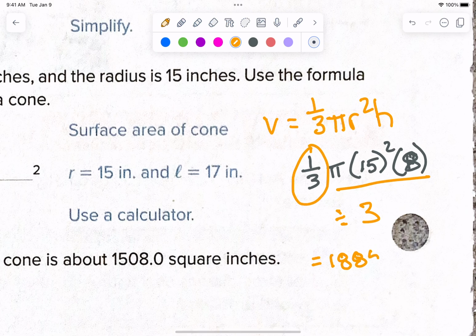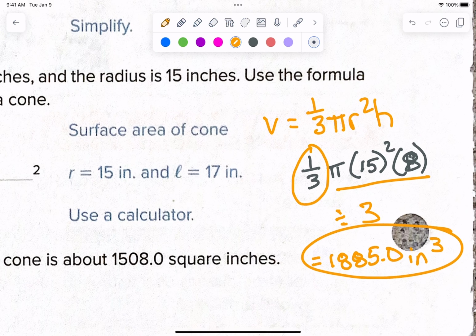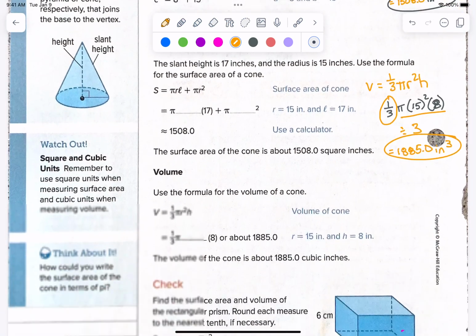1884.95. Okay, so it is 1885.0. We'll do the 0.0. Have we talked about the difference between 0.0 and no 0.0? We talked about that. This one we know it did not come out exactly, right? If I don't put the 0.0, I'm led to believe that it came out as an exact pretty number. Here I know that it didn't come out as an exact pretty number. Does that make sense? Okay. And this is in inches what? Cubed for volume. Okay. All right, let's do one more and then we'll quit.